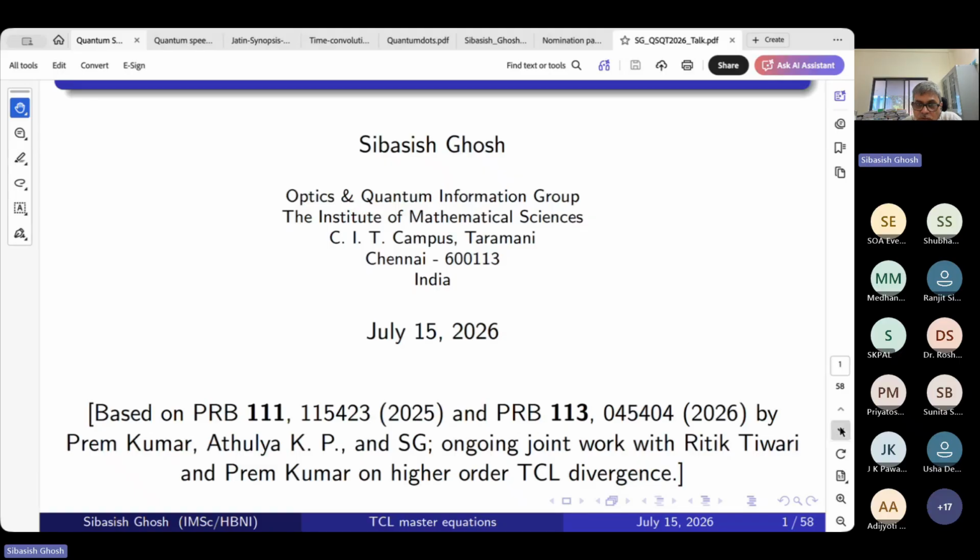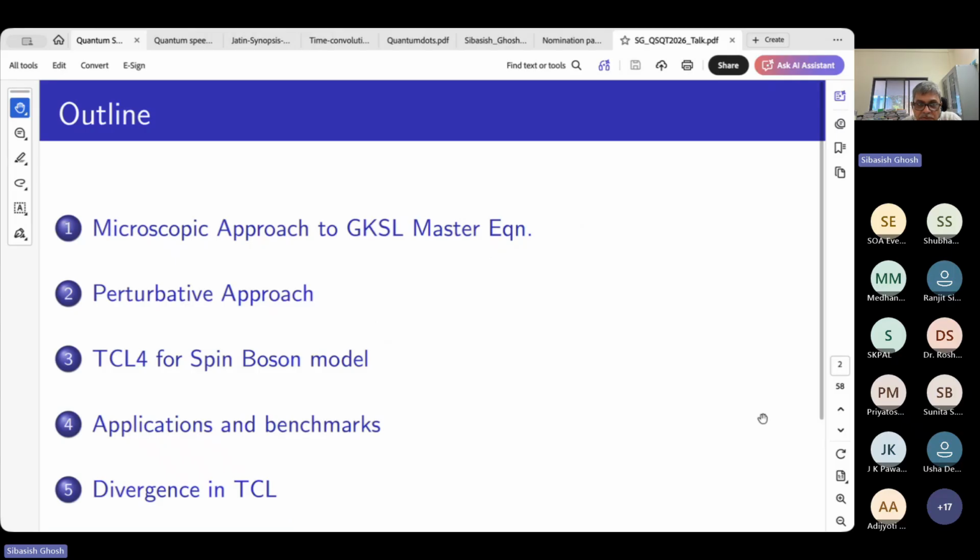So let me give you the brief outline. I'll talk briefly about the Gorini-Kosakowski-Sudarshan-Lindblad master equation as a microscopic approach, and then I'll talk about this perturbative approach to the time convolutionless master equation. Then I'll consider the spin boson model to talk about the time convolutionless master equation and their higher order forms, a bit of applications thereof on this double quantum dot system, and the benchmarking.